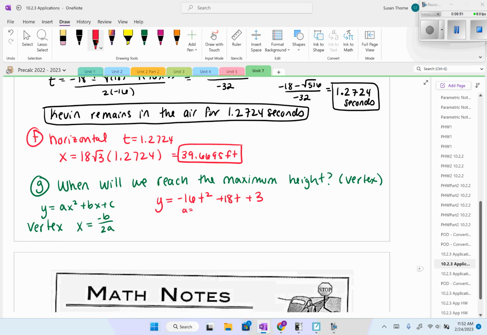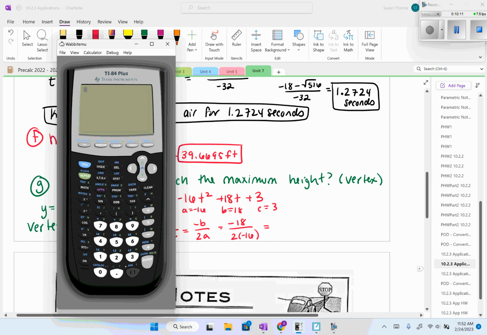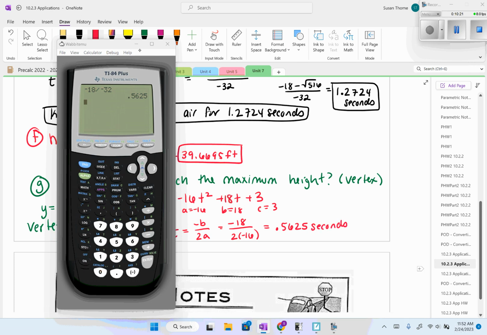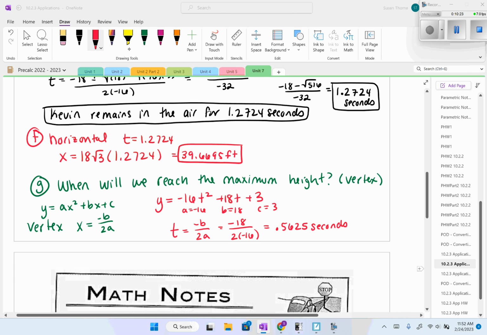So we know, again, our A is -16 and our B is 18 and C is 3, but we don't need the C to find the x coordinate of our vertex, we're just using negative b over 2 times a. So negative 18 over 2 times negative 16. If we were to plug that into our calculator, we get negative 18 divided by negative 32, which gives us 0.5625 seconds. So that means at 0.5625 seconds, we've reached our maximum height.